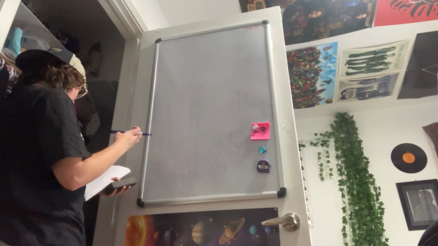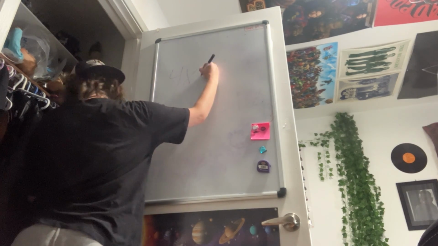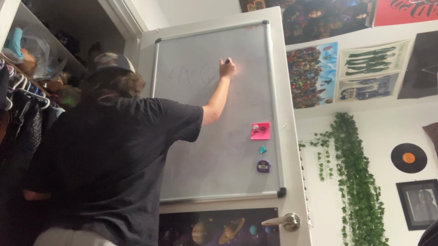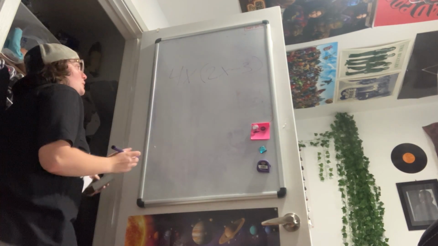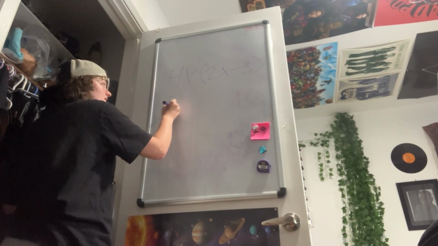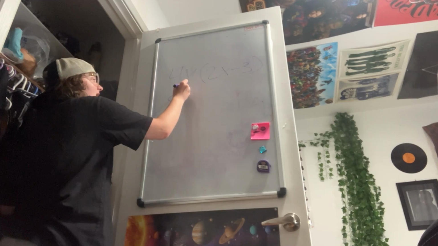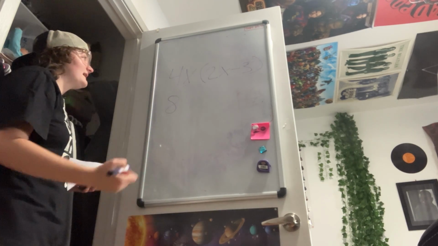The second one I want to go over is if we also have a variable outside the brackets. 4x in brackets 2x minus 3. Okay, we're going to multiply the 4 and the 2, just like we did last time. Still, it's going to give us 8. Now we're going to multiply the x and the x. And x times x is x squared.